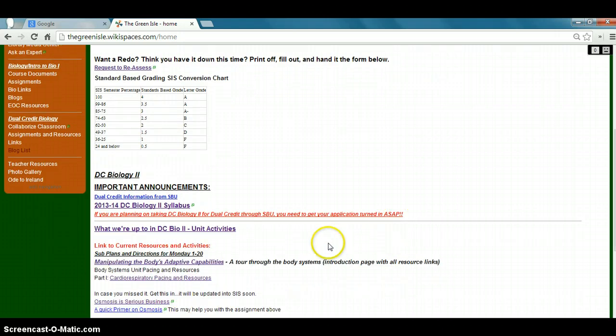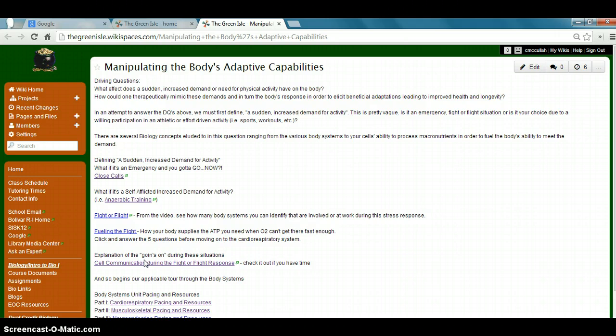Speaking of that, here's what you guys need to do. Scroll down here where it says manipulating the body's adaptive capabilities. We're going to use a scenario to give us a reason to start learning about some of these other systems we haven't learned about yet. Alright, so first thing you need to do is click on this link right here. Oh, and we will be going into the cardiorespiratory system pretty soon. And I'll just continue to put part 1, part 2, and you'll see on this page right here, this is my main page where I keep the different units we're going to be going through and the introductory information. So click on this link. It'll take you right here, and here are driving questions.